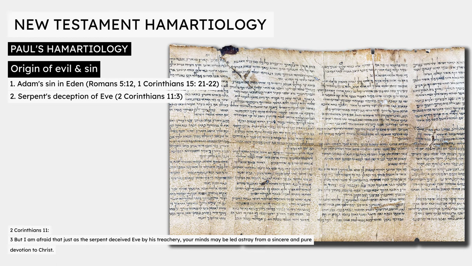In 2 Corinthians 11:3, he mentions Eve being deceived by the serpent, but he does not attribute the origin of sin to Eve. He only holds Adam responsible. So we can conclude that he thought the serpent's deception of Eve was instrumental in the sin of Adam, but he nevertheless holds Adam responsible for his own actions and never attributes the entry of sin to Eve.